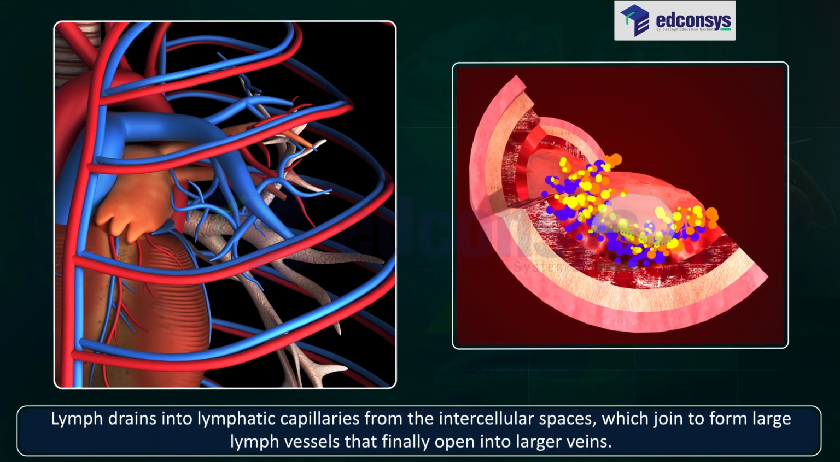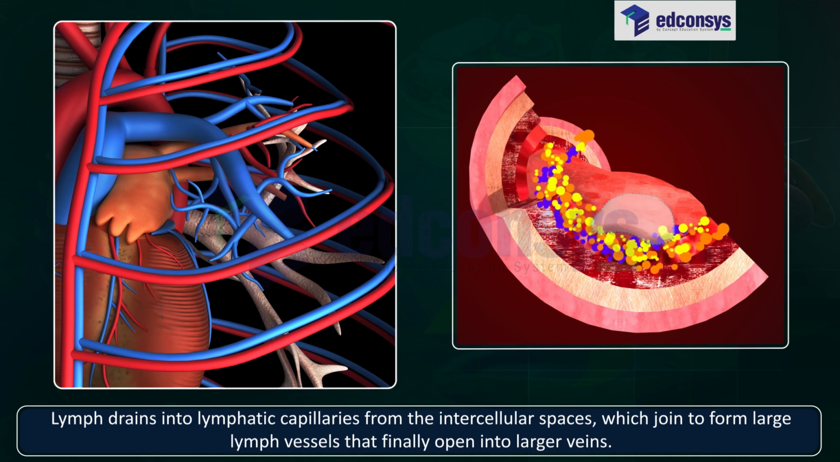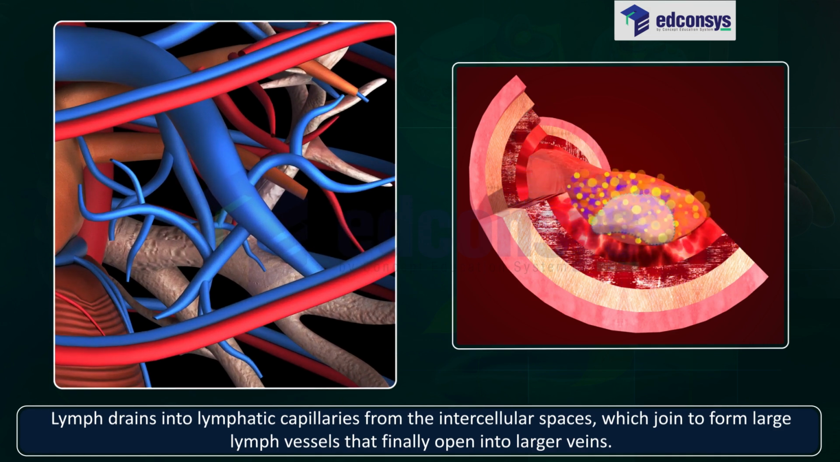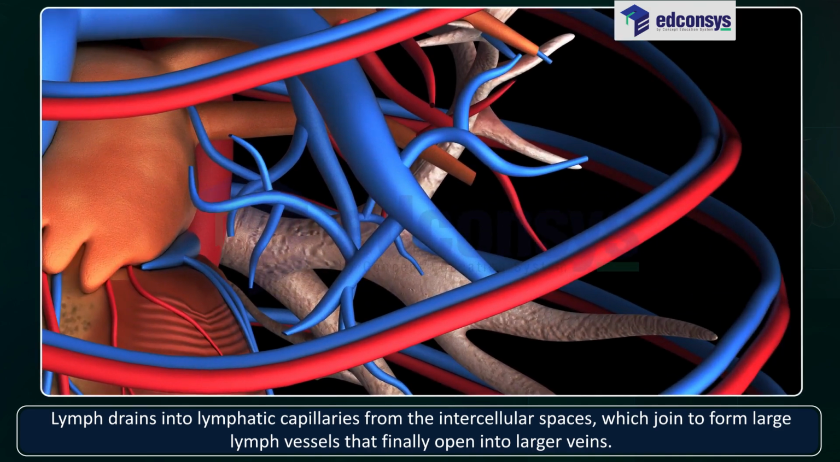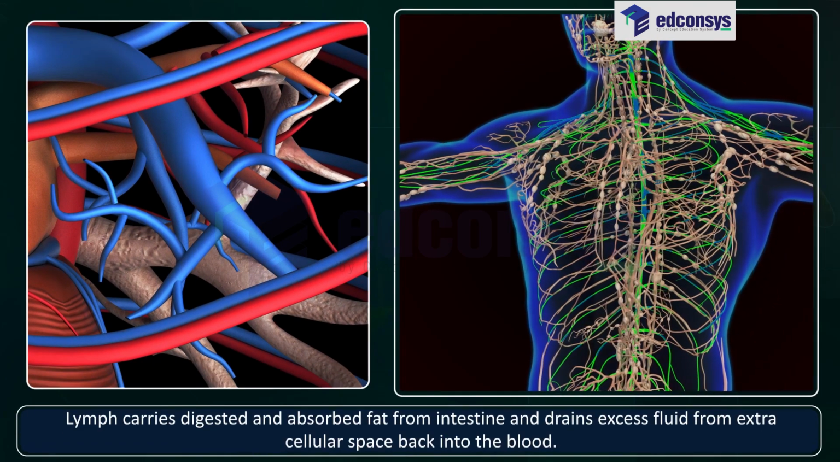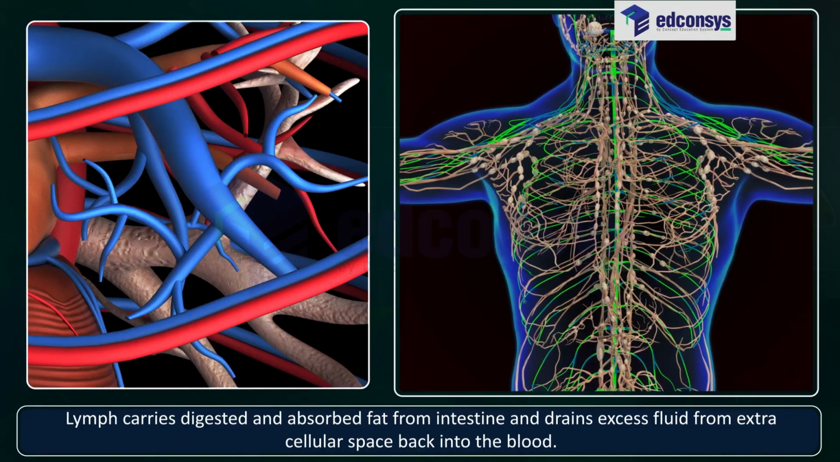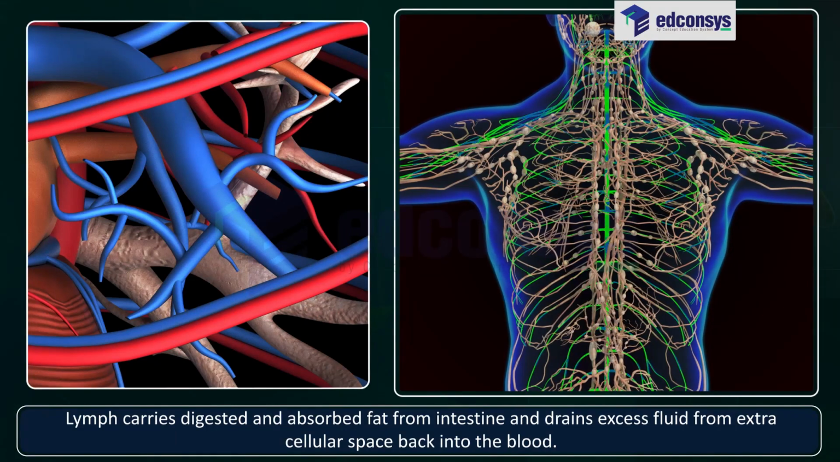Lymph drains into lymphatic capillaries from the intercellular spaces, which join to form large lymph vessels that finally open into larger veins. Lymph carries digested and absorbed fat from the intestine and drains excess fluid from extracellular space back into the blood.